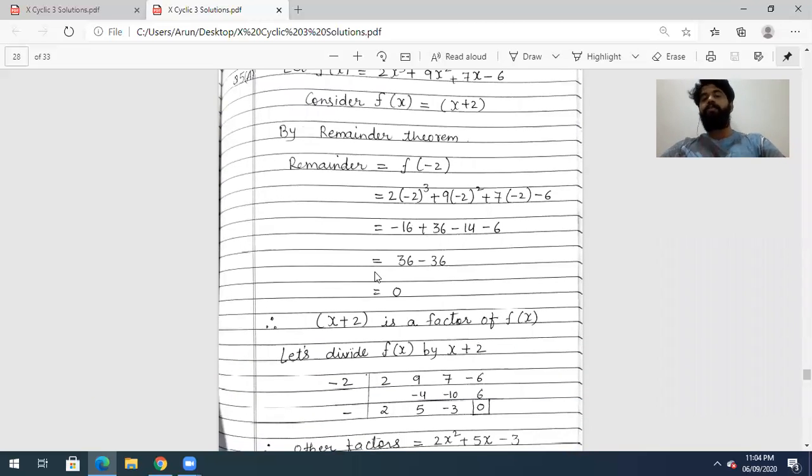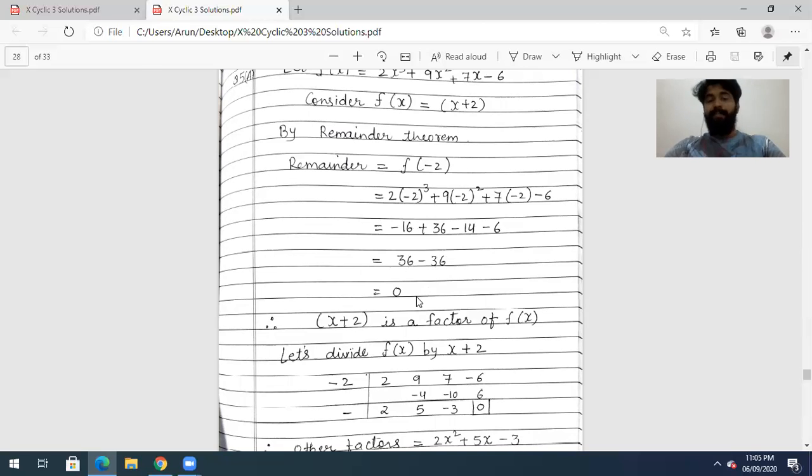So f(-2) would be 2 into (-2)³ + 9 into (-2)² + 7 into (-2) - 6. So 2 into -8 gives us -16, plus 9 into 4 is 36, minus 14, minus 6. So -16 - 14 is -30, -30 - 6 is -36. We have 36 - 36 is equal to 0.